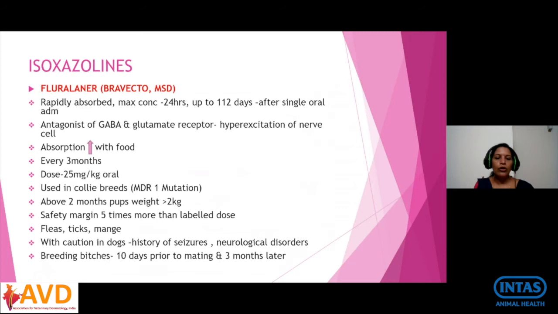and it can be used in collie breeds, also in dogs with the MDR1 mutation, and can be given to pups above 2 months of age and above 2 kg body weight. The safety margin is 5 times the labeled dose, and it can be used for fleas, ticks and mange. It has to be used with caution in dogs with a history of seizures or neurological disorder. In a breeding bitch, we can give it 10 days prior to mating and 3 months later, which will prevent the infection in the young ones.